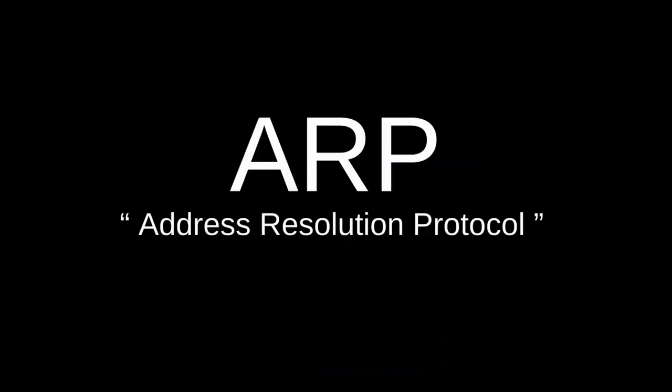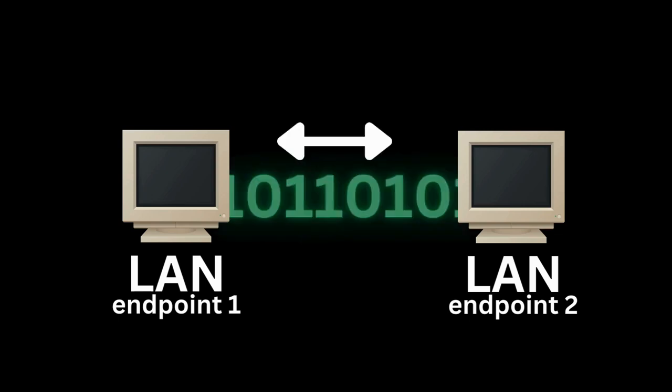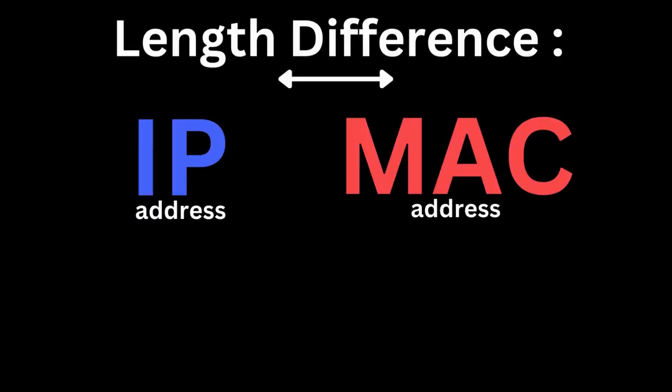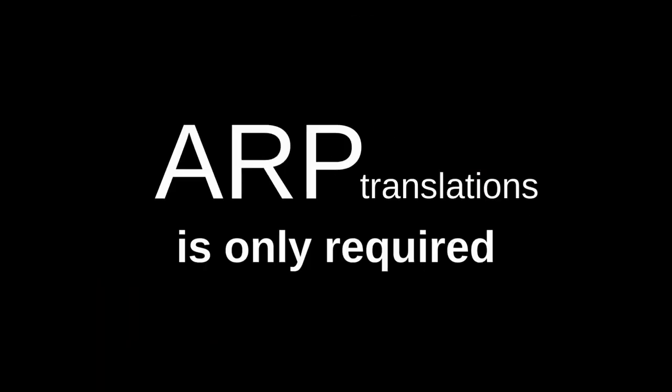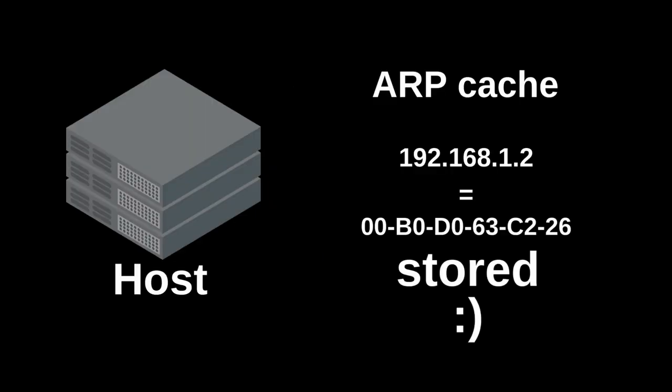Address Resolution Protocol is a protocol that translates IP addresses to MAC addresses, enabling LAN endpoints to communicate. It is necessary due to the different lengths of IP and MAC addresses, which are 32 bits for IPv4 and 128 bits for IPv6. ARP translation is only required when new devices join the network, as the host stores the translated addresses in its ARP cache.